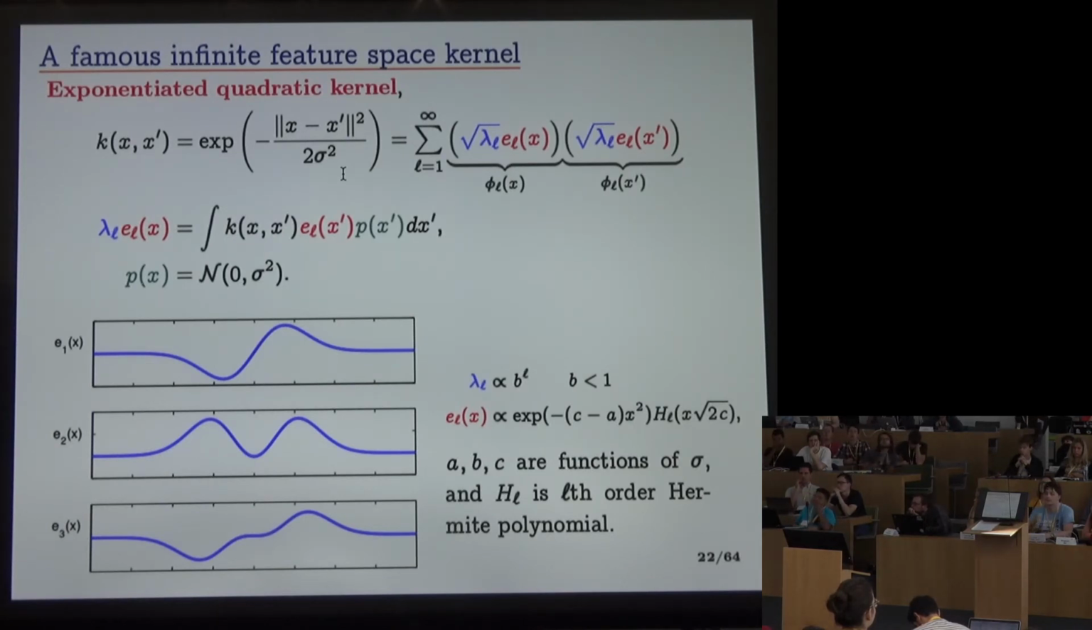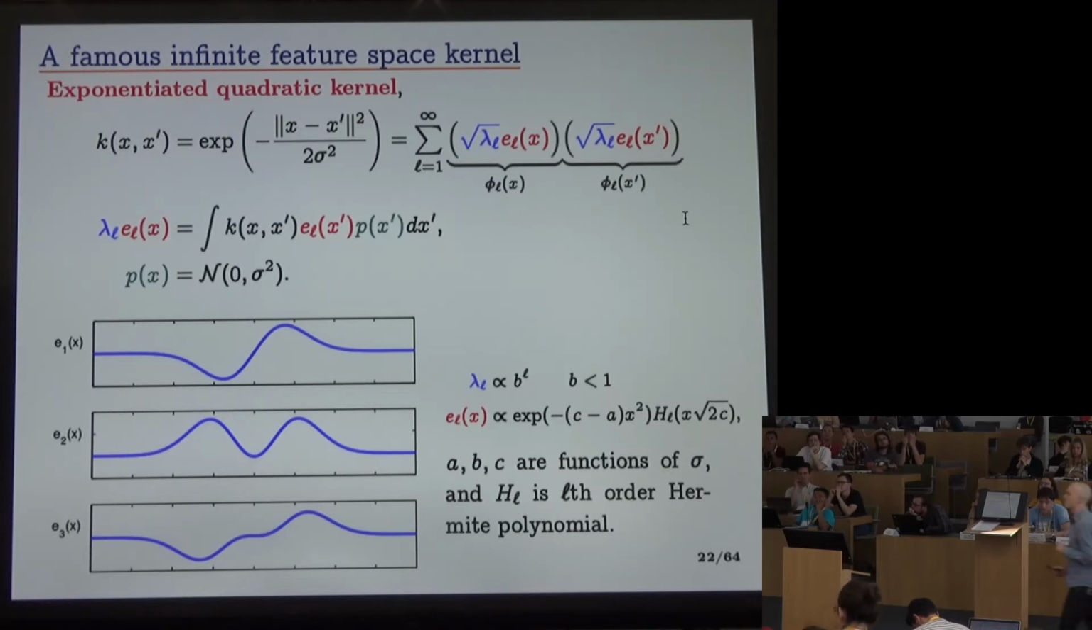Okay? So I solve this eigenvalue problem. I get my eigenfunctions, I get my eigenvalues. I use these eigenvalues and eigenfunctions to construct my features, phi(x) and phi(x'). So this is an explicit construction of features to get a kernel.